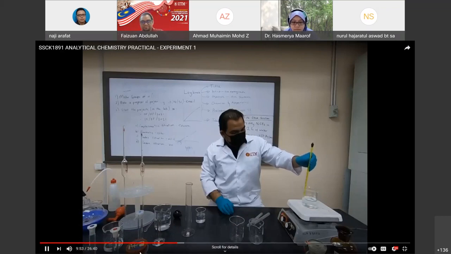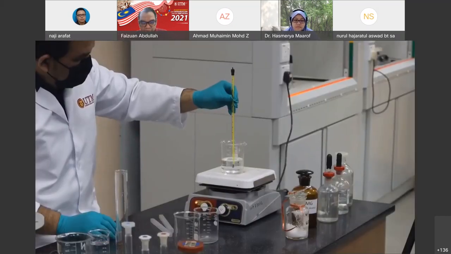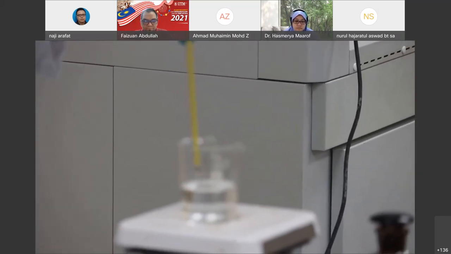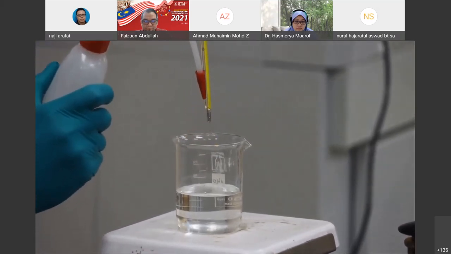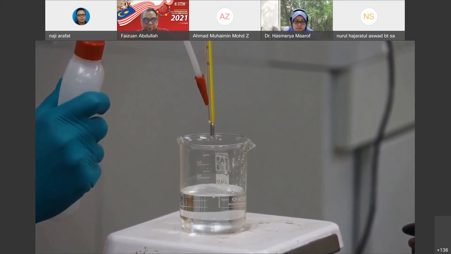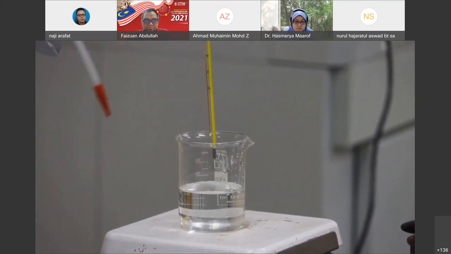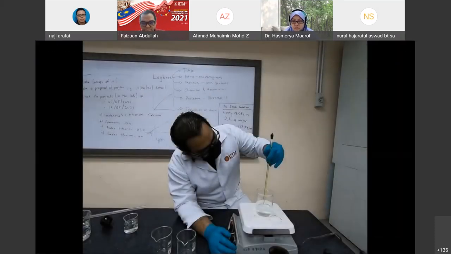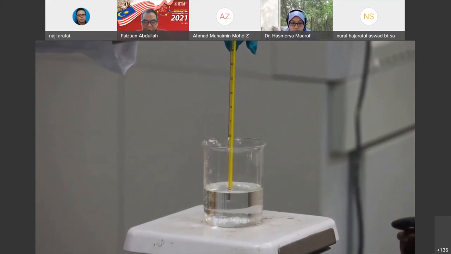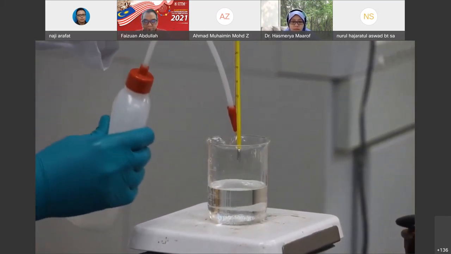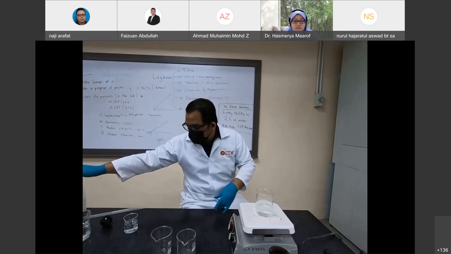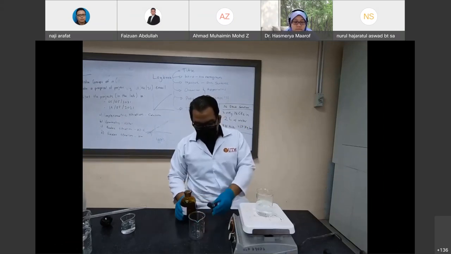This step is very important for you to follow. Upon completion, the step can be repeated for the remaining two beakers that contain the sample solutions. Now, I'm checking the solution to make sure that 80 degrees centigrade has been achieved. It appears that the solution has reached the temperature that we wanted. Now, for the next step, I'm going to add 10 milliliters of DMG solution into the solution while maintaining the high temperature.